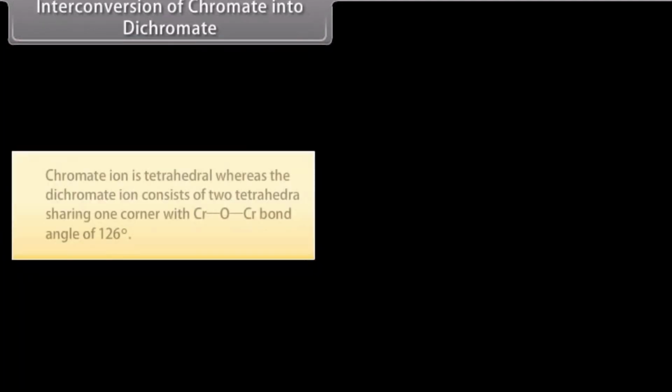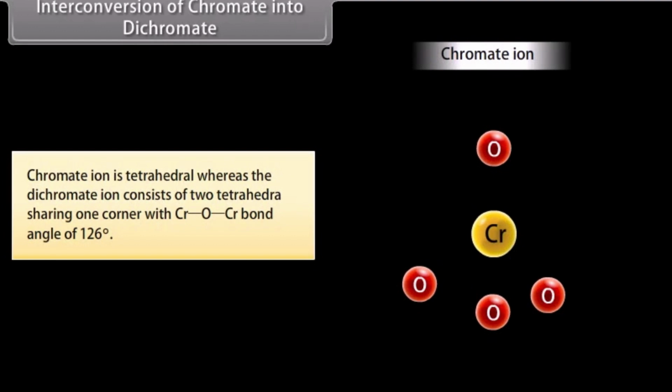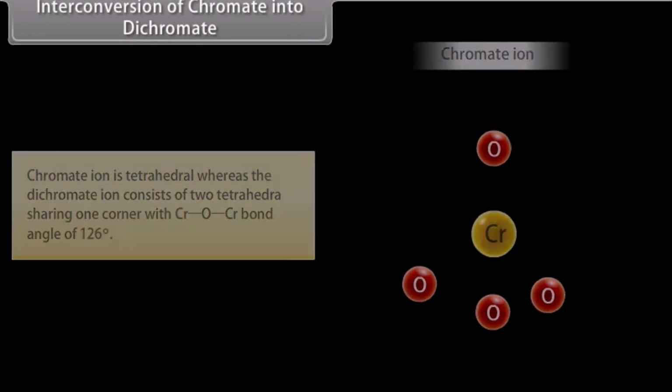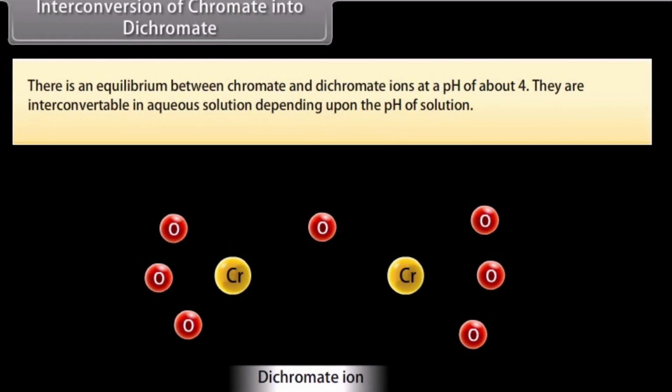Interconversion of chromate into dichromate. Chromate ion is tetrahedral, whereas the dichromate ion consists of two tetrahedra sharing one corner with chromium-oxygen-chromium bond angle of 126 degree. There is an equilibrium between chromate and dichromate ions at a pH of about 4.